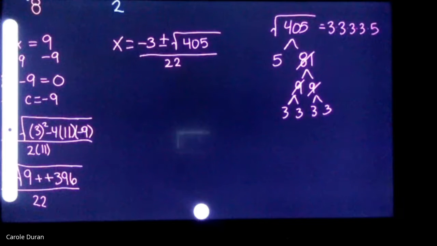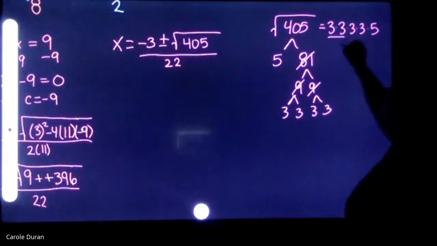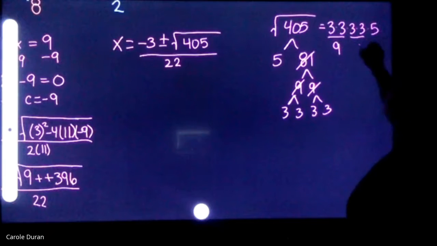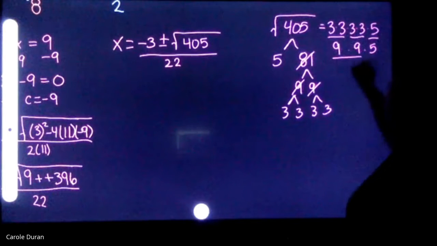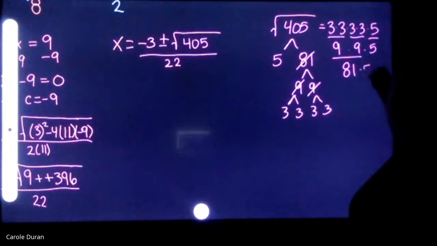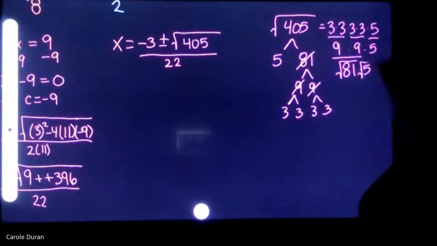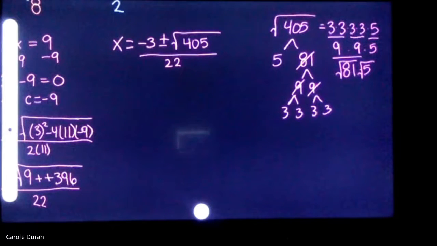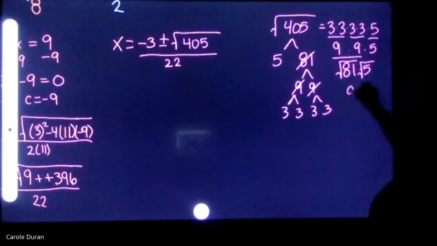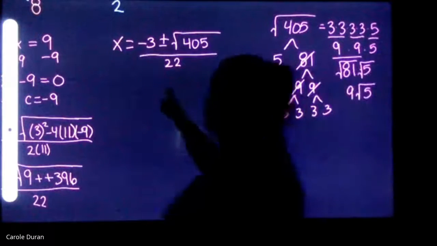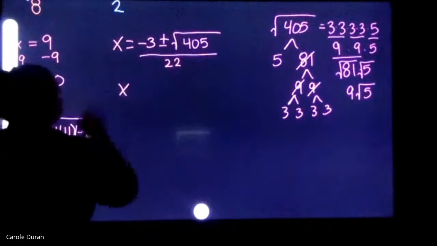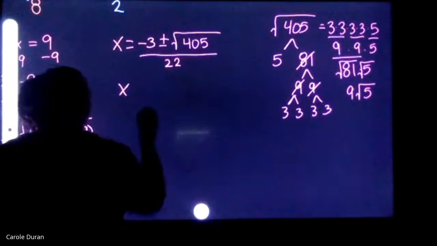I go ahead and I identify my matches. Well, 3 and 3 becomes 9. 3 and 3 becomes 9, and then 5 just stays. I can put together my 2 9s to become 81. Square root of 81 and the square root of 5. Square root of 81 is 9. And then the square root of 5 just stays. So I bring that back over here, and I replace the square root of 405 with 9 times the square root of 5.